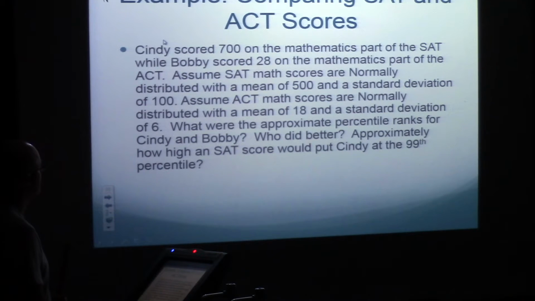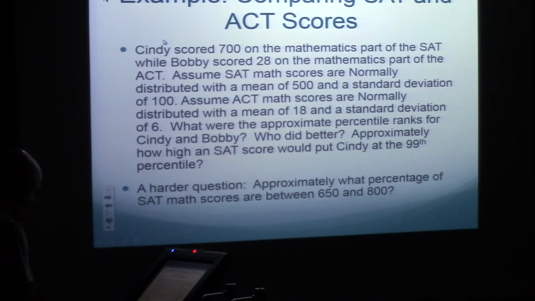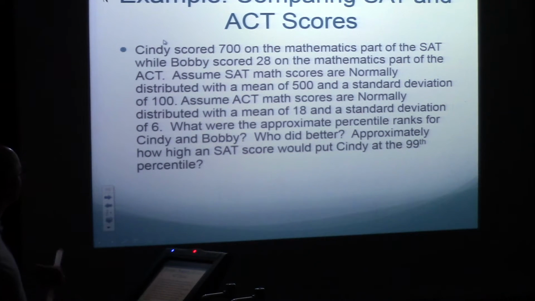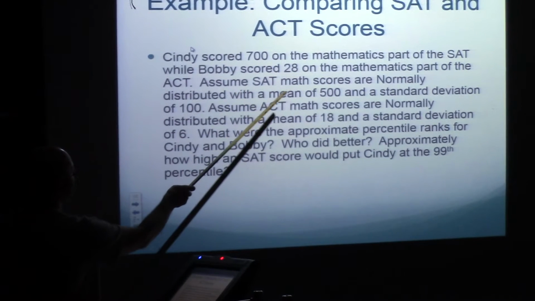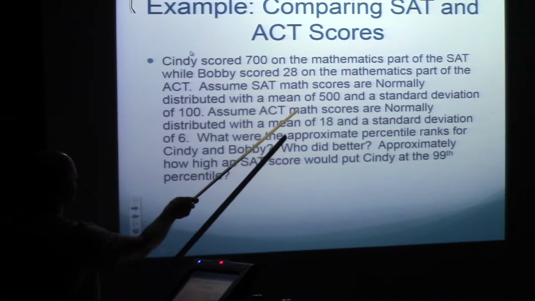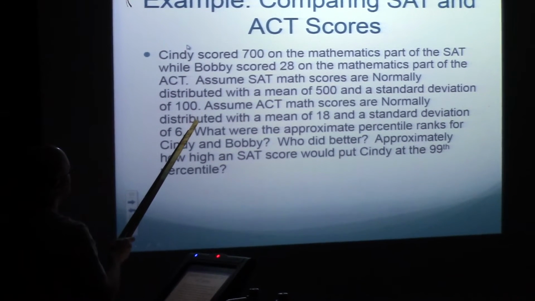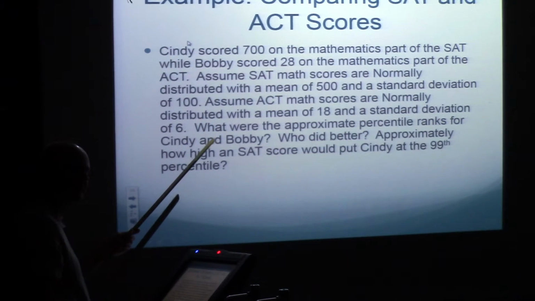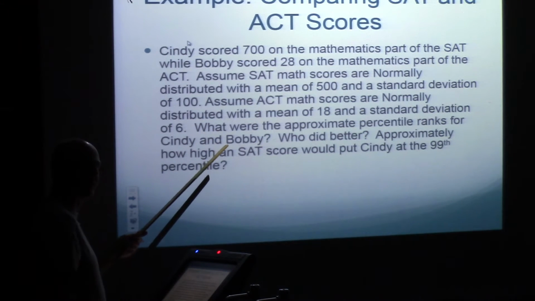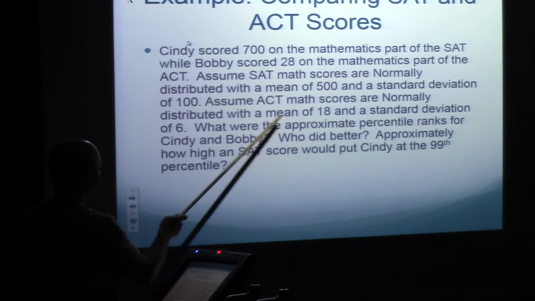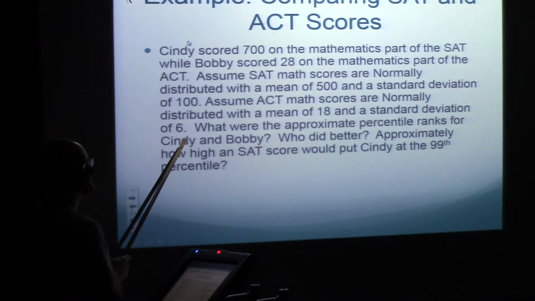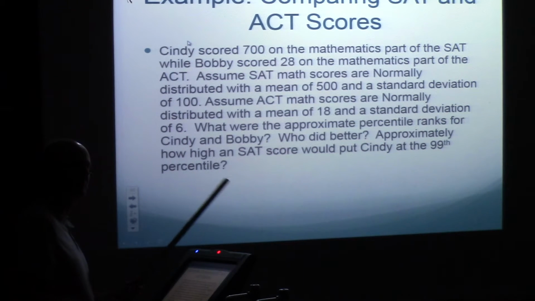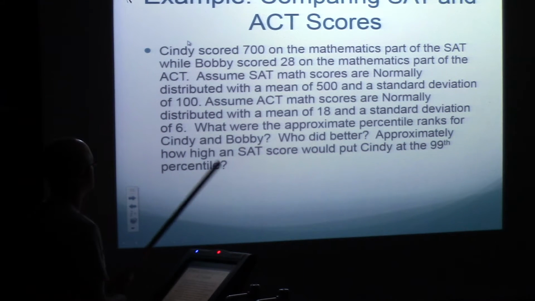Here's our main example for the rest of class today. Cindy scored 700 on the math part of the SAT, while Bobby scored 28 on the math portion of the ACT. Assume that SAT math scores are normally distributed with a mean of 500 and a standard deviation of 100. Assume that a histogram of the data of people's scores is modeled by such a curve. Assume ACT math scores are normally distributed with a mean of 18 and a standard deviation of 6. A different normal curve when you look at the data for the ACT scores.